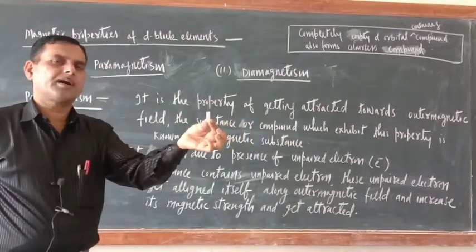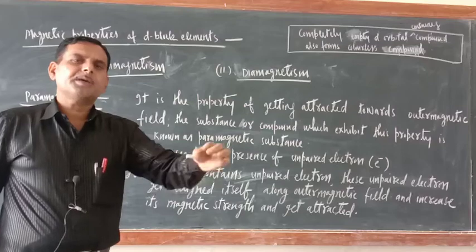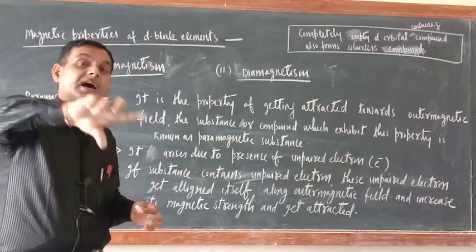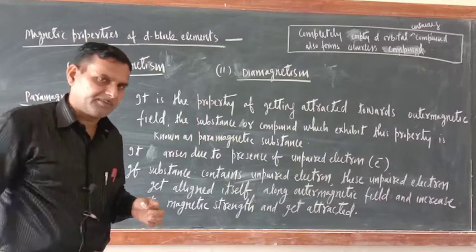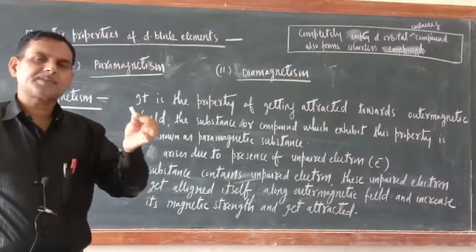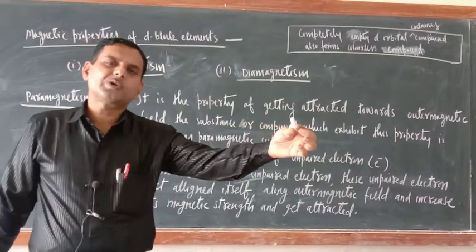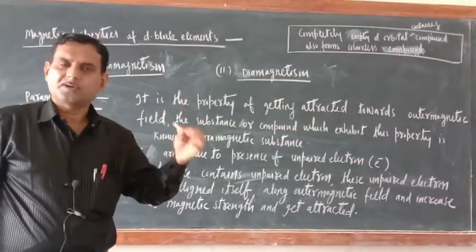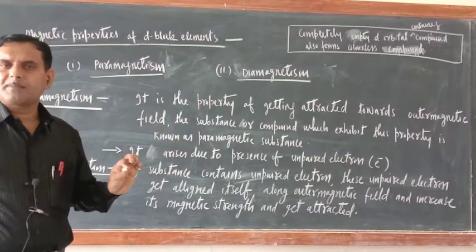Suppose this is a d block compound. You are keeping this one in the field of, in the attraction of, the outer magnetic field. So this substance will be attracted towards the outer magnetic field. This property is known as paramagnetism. Understood or not? What is paramagnetism?